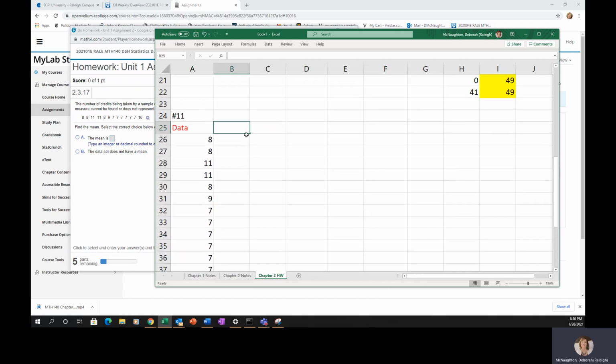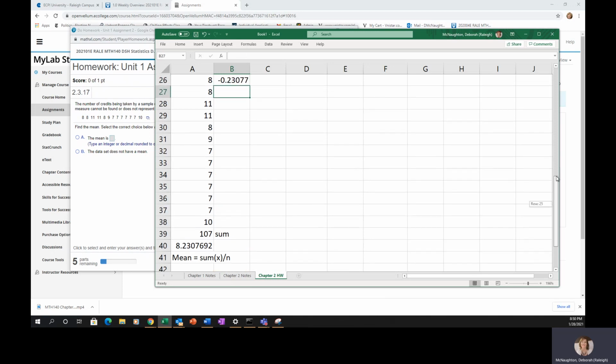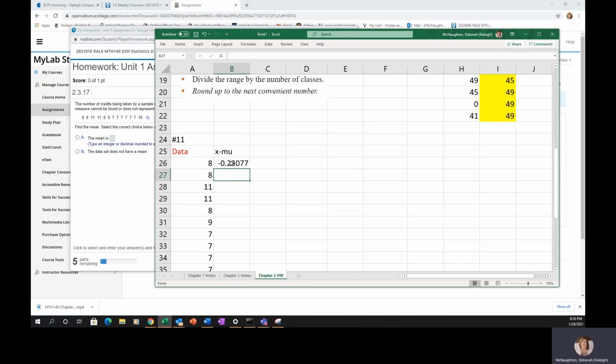If I want to use the formula, then I need X minus the mean. Okay, so X minus U. So remember, that's X minus the mean. So it's going to be equals X minus the mean, which we calculated, which was this. So you could pick any of them. So here's my mean. And I am going to go ahead and hit enter so you guys can see it. Okay, so this is 8 minus the mean, and I'm going to anchor my mean.